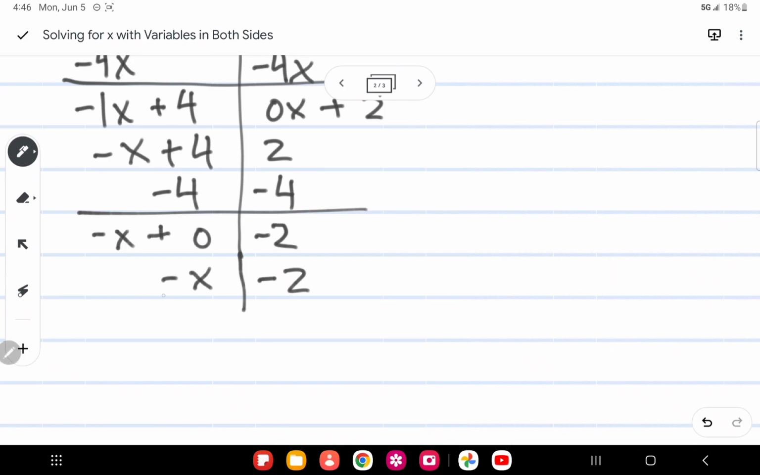Now, refer back to the previous video if needed. When we are left with a negative variable when solving for x, we just flip the sign of that so it becomes x, and we flip the sign of all other numbers also in that equation. So the negative 2 turns into positive 2. Therefore, x equals 2.